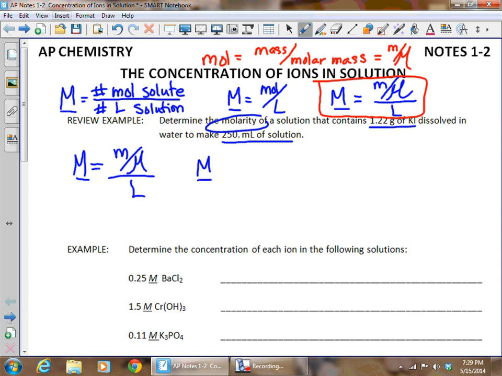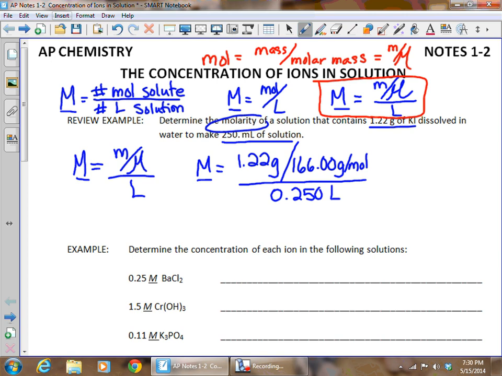So the molarity is simply going to be the 1.22 grams of KI divided by its molar mass. And if you look up the molar mass of both potassium and iodine and add them together, you get 166.00 grams per mole. We're going to divide that by the liters. Now be careful, because it almost always gives it to you in milliliters. So you might as well get used to the fact that when you're changing from milliliters to liters, you're moving 3 places back to the left. So we end up with 0.250 liters of solution.